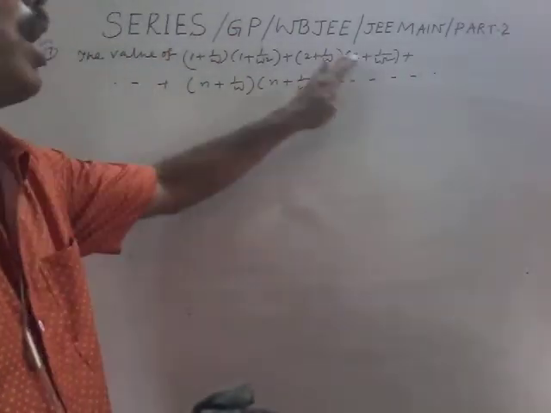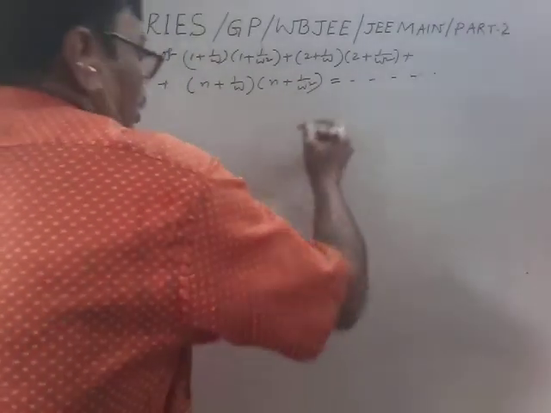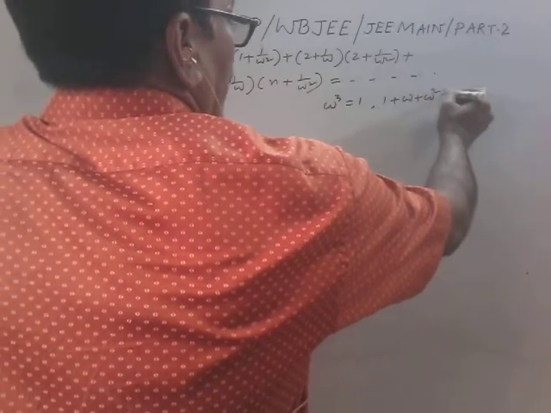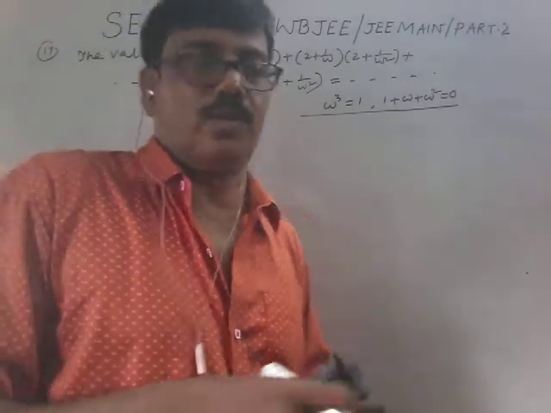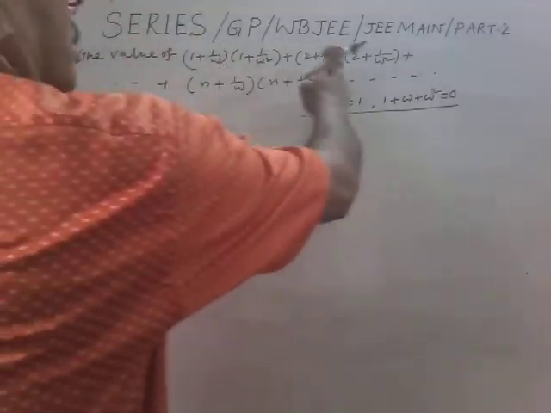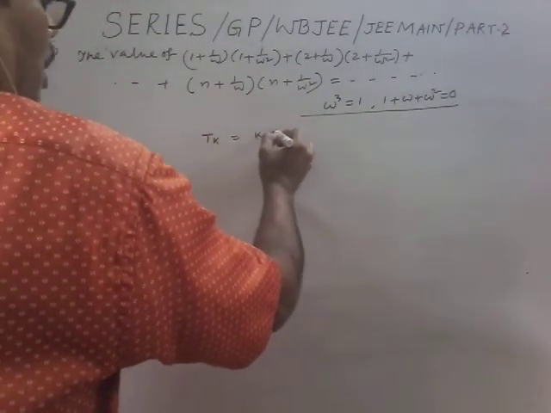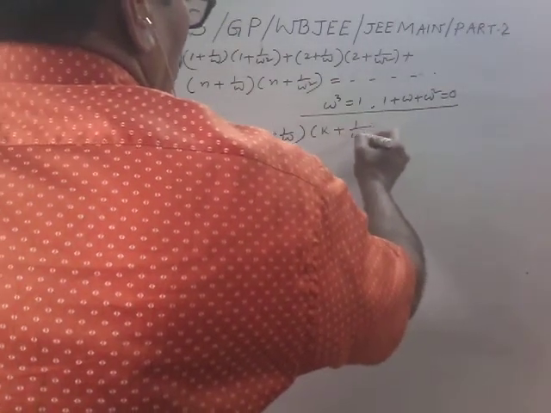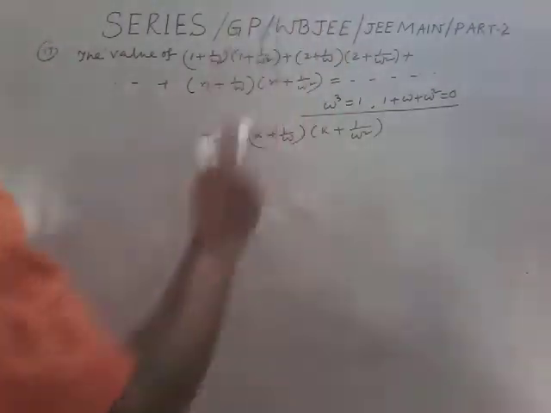Now omega is a cube root of unity. So we know omega cubed equals 1 and 1 plus omega plus omega square equals 0. So this is the first, this is the second, this is the third. So the kth term is k plus k by omega, k plus 1 by omega square, omega. If we put 1, if we put n, we get this.